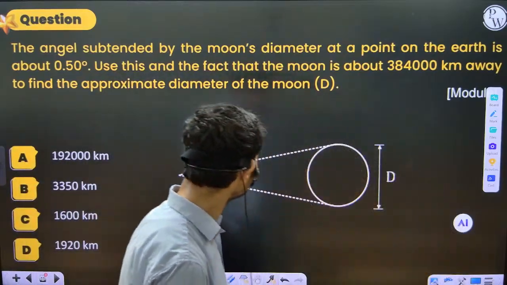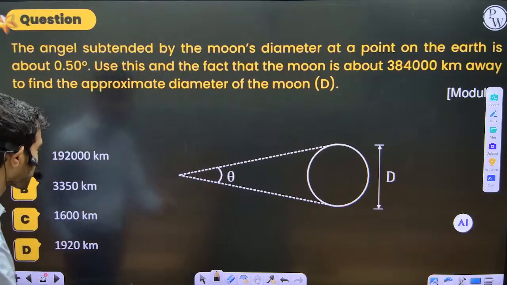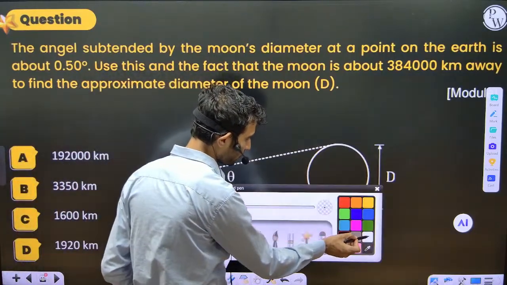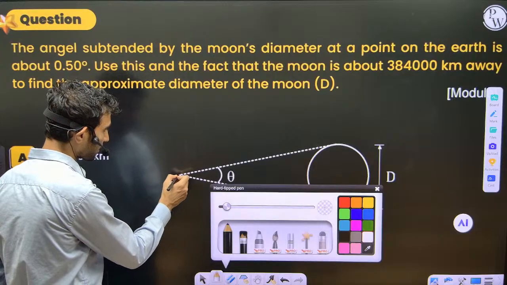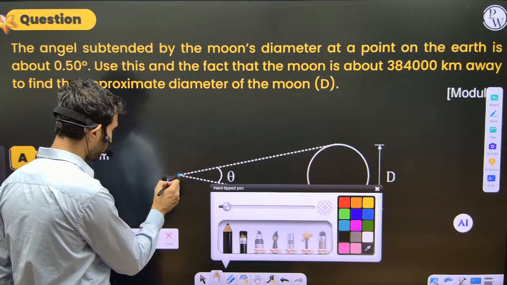So, read this question. What we have here is that there's a point. Let's call it P.